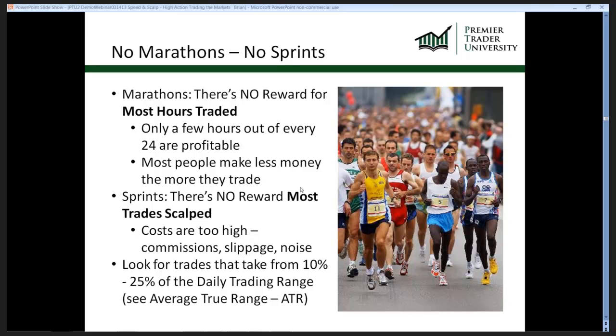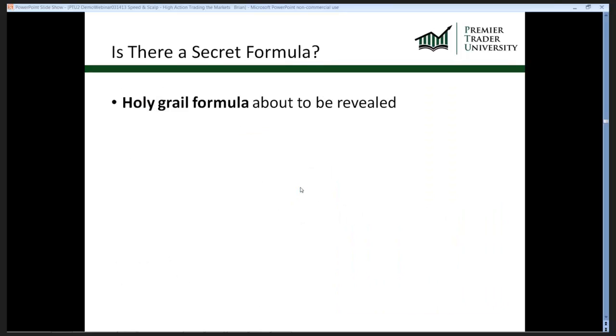So we believe that you need to look for a system that tries to take 10 to 25% of the daily trading range, and that is the trade profile that you go for. And I'm going to get into more detail in a little bit about how we size our charts and how we look for certain trade setups in that mix. There is a secret formula, and I'm about to reveal it.